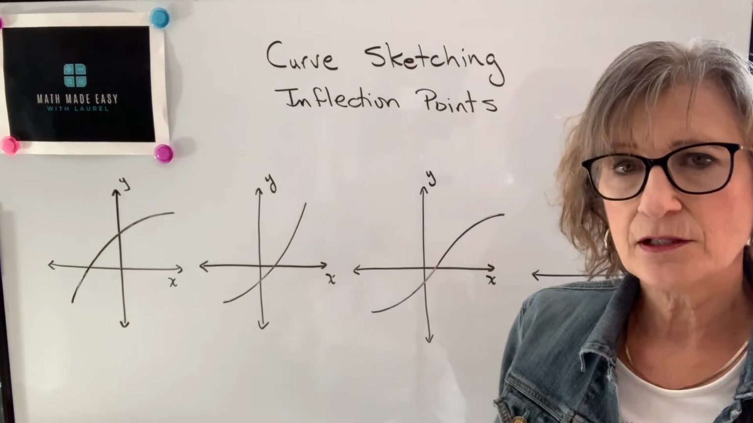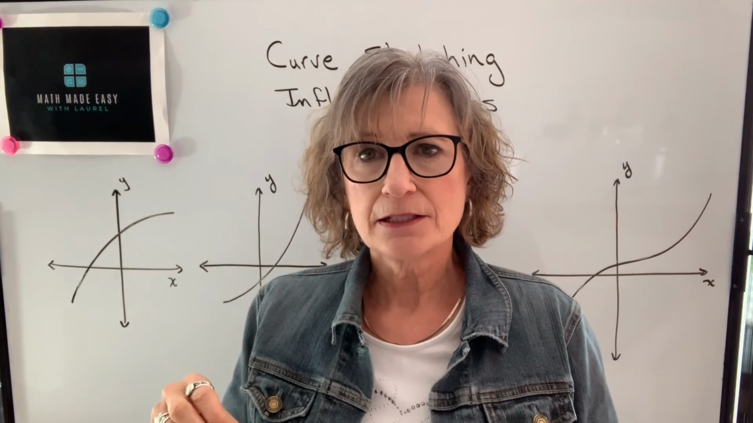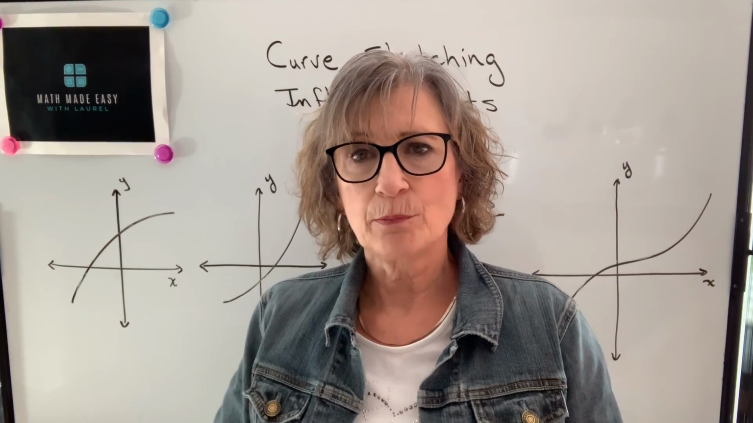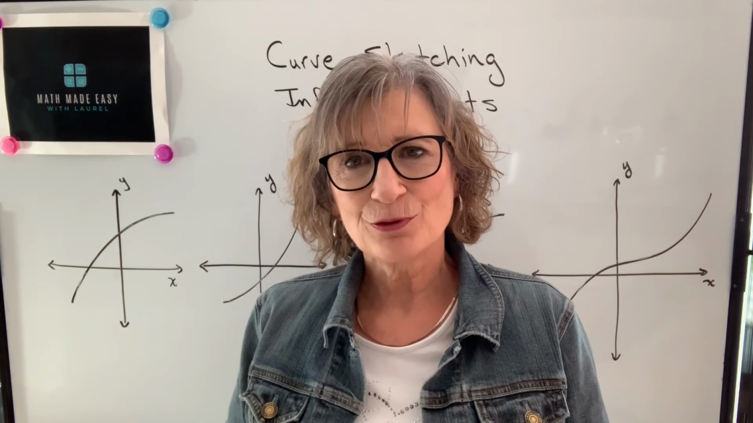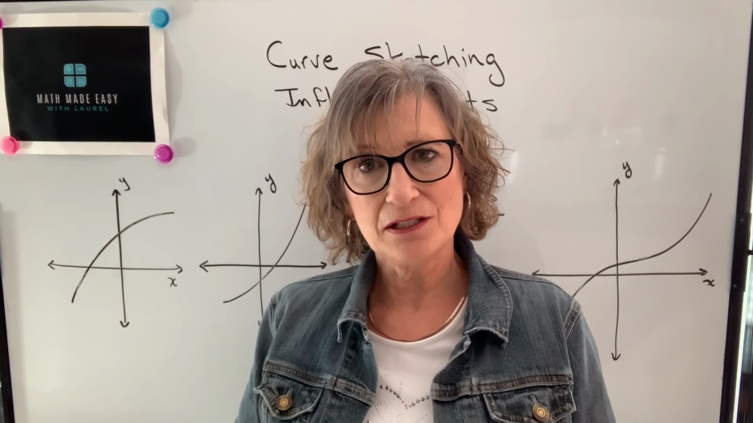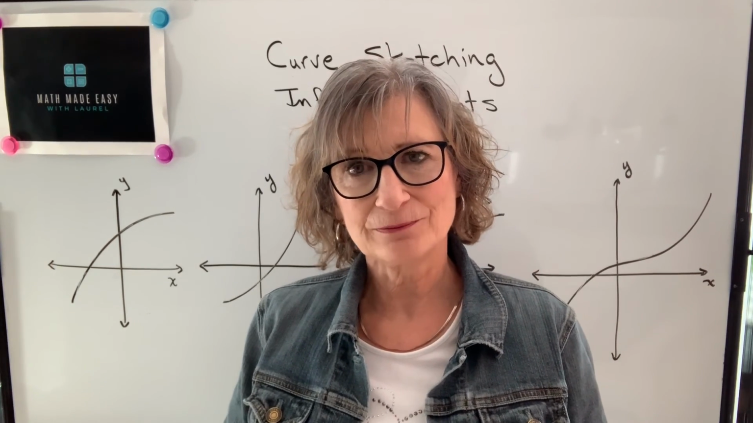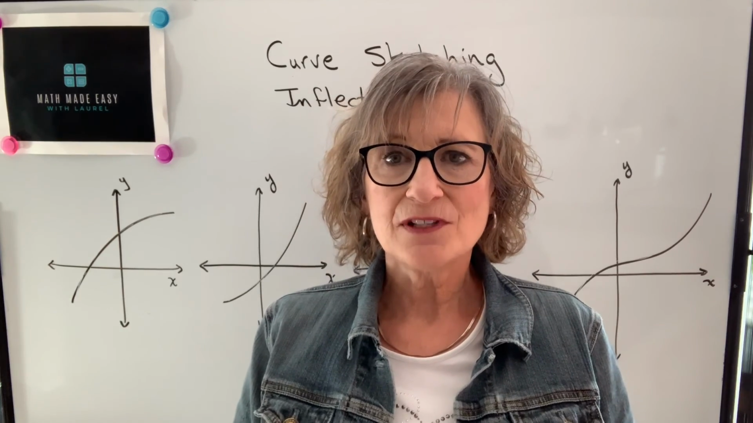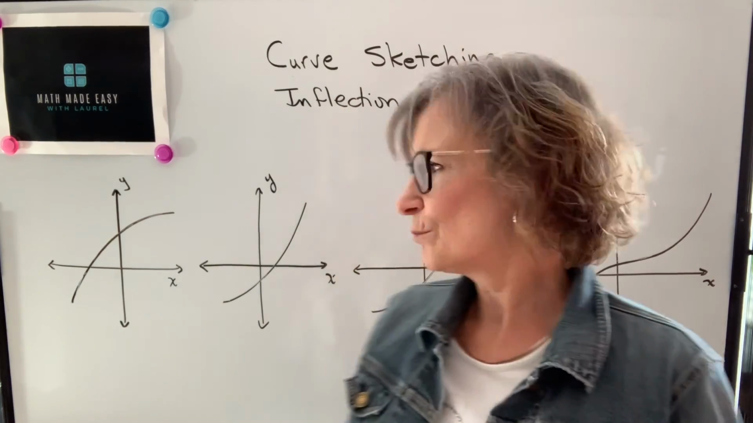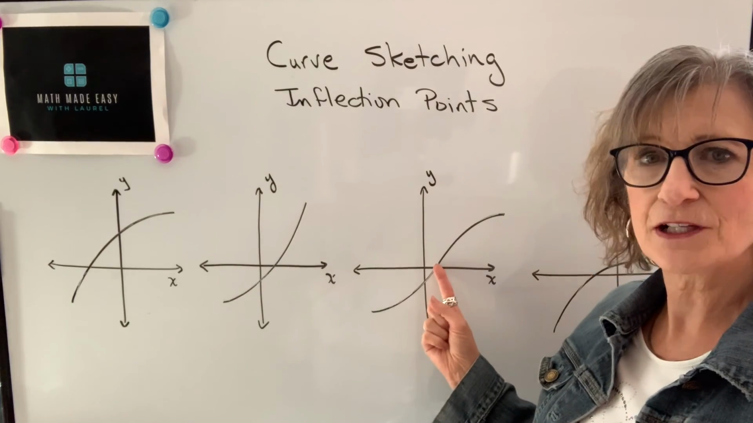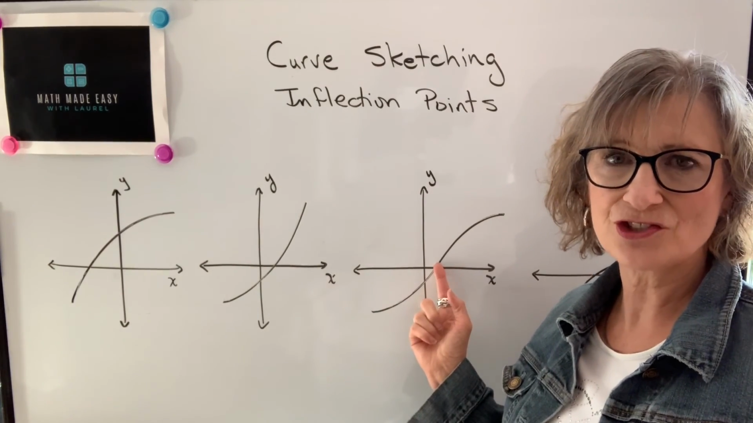So understanding concavity and knowing where the graph is concave up or down gives us additional information that allows us to be better at drawing the graph of the function. What we're going to do in this video is find what's called inflection points. That's called an inflection point, where the concavity changes.